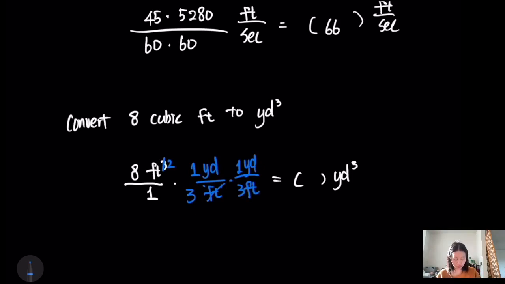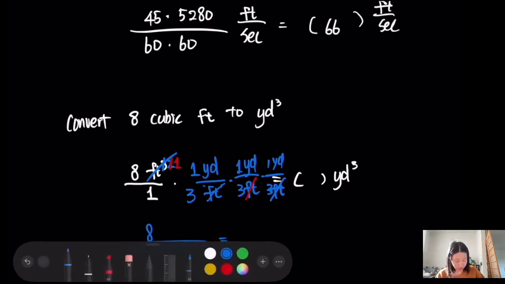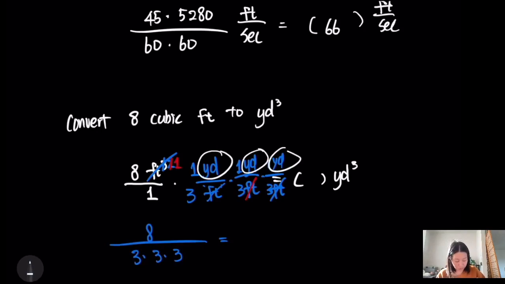So now if I convert it again, this one is going to reduce by another 1. We still have the feet. Now we have a square yard unit. So in this case, I need to do this again. Convert that. So now the feet is gone. So now I have 8 divided by 3 times 3 times 3. I have 1, 2, 3. When they multiply together, I will get my unit, yard to the cubic. So in here, I got yard to the cube.